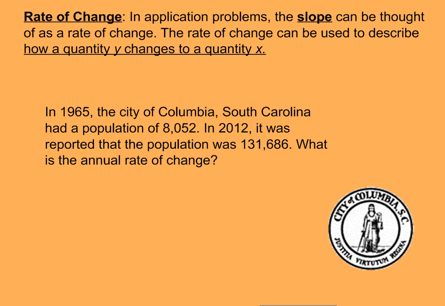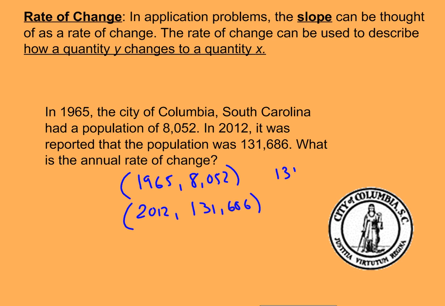So think about this as 2 points. So 1965, 8,000 people lived there. In 2012, way more people live there. So those are your 2 points. That's your X, that's your Y. So your annual rate of change becomes 131,686 minus 8,052 over 2012 minus 1965.